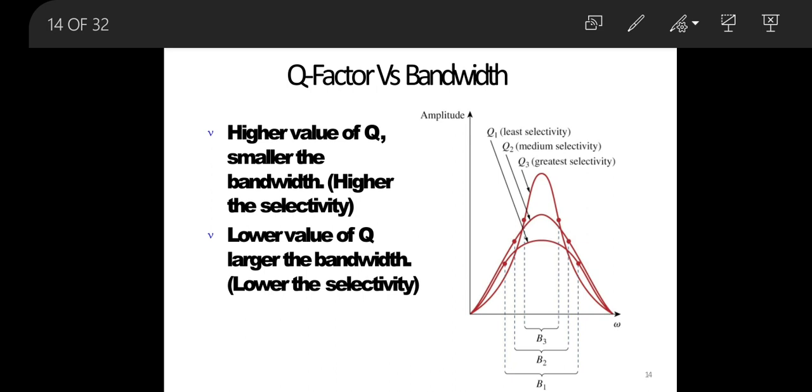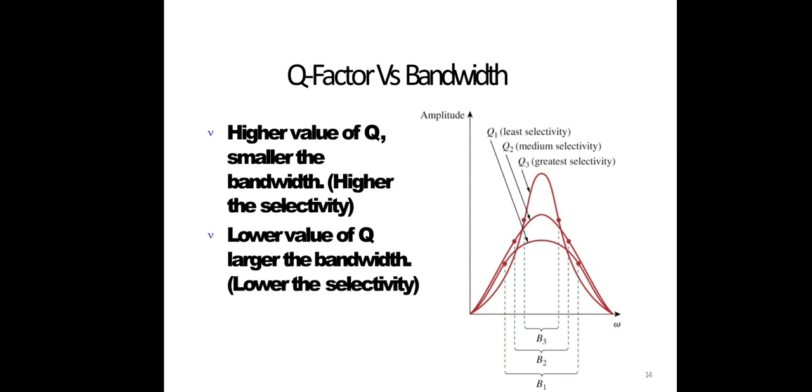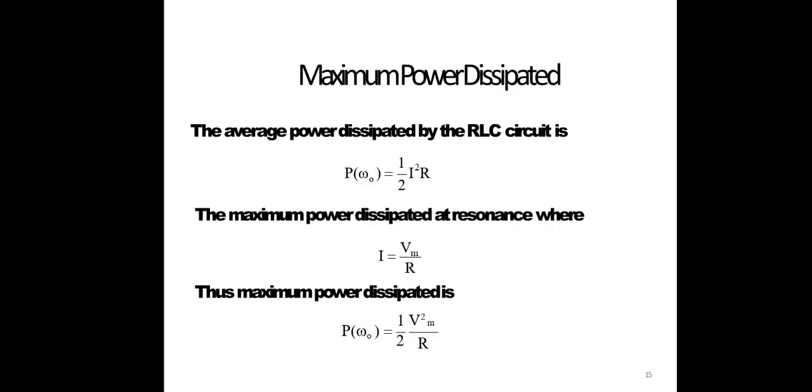Lower value of Q means lower selectivity and larger bandwidth, right? So by using this graph, you have to understand that the quality factor and the bandwidth are inversely proportional to each other. If Q is maximum, bandwidth is minimum, and if Q is minimum, bandwidth is maximum. This is about the series resonant circuit quality factor and the bandwidth curves. Hope everyone already understands.